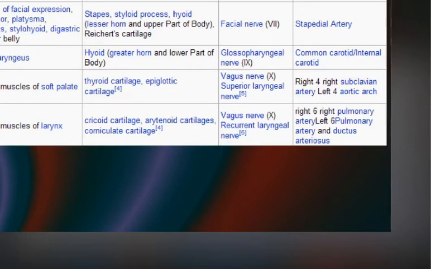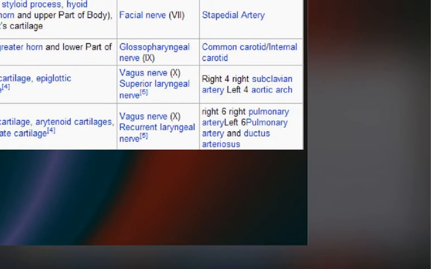Nerve supply of the sixth arch and its derivatives, vagus nerve, specifically the recurrent laryngeal branch of the vagus nerve. Blood supply, the right side gets blood supply from the right pulmonary artery. The left side gets its supply from the pulmonary artery and ductus arteriosus.